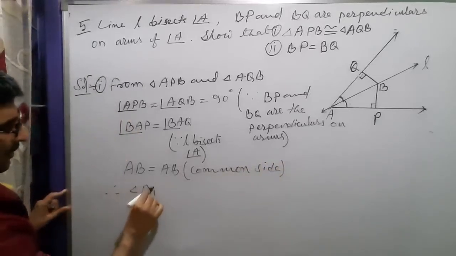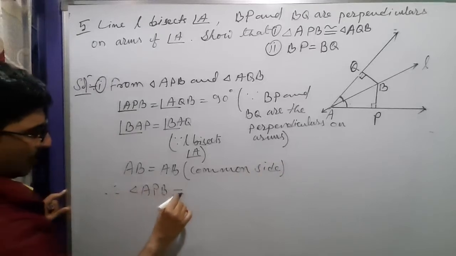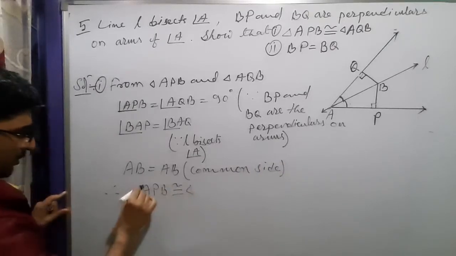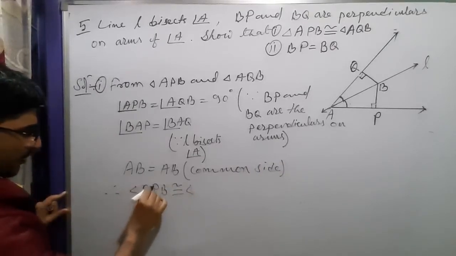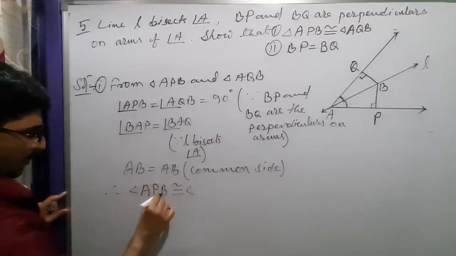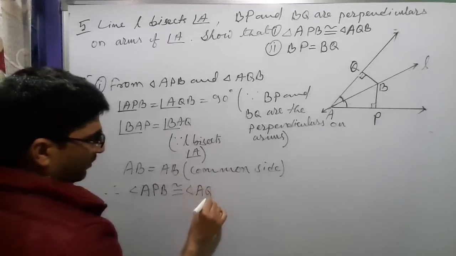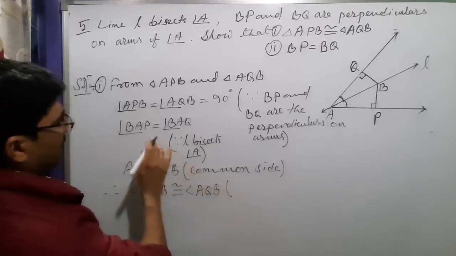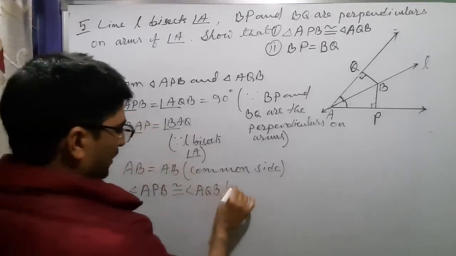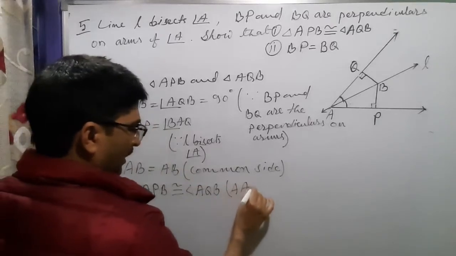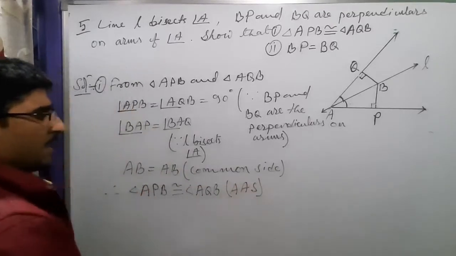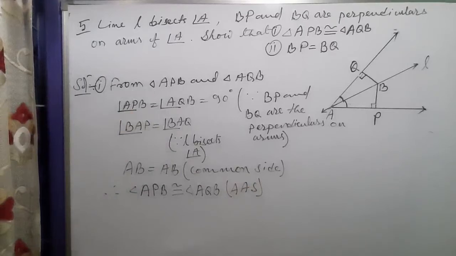Triangle APB is congruent to triangle AQB according to angle side. That is angle side. You can write angle side angle also, no problem. Okay, this is one number.